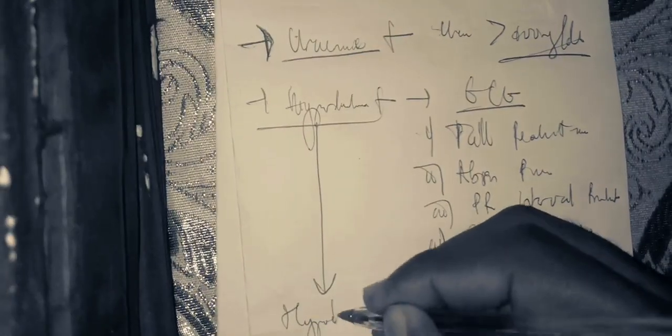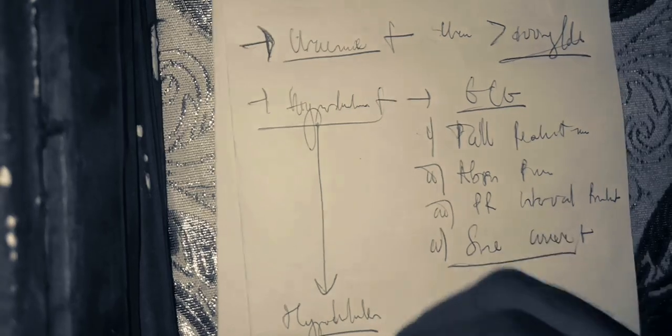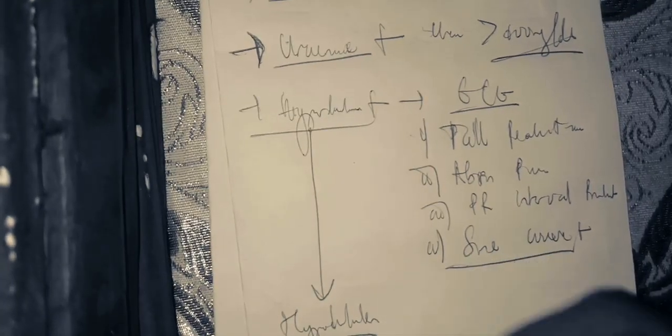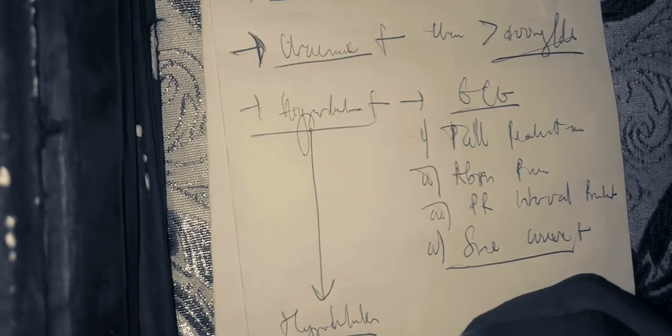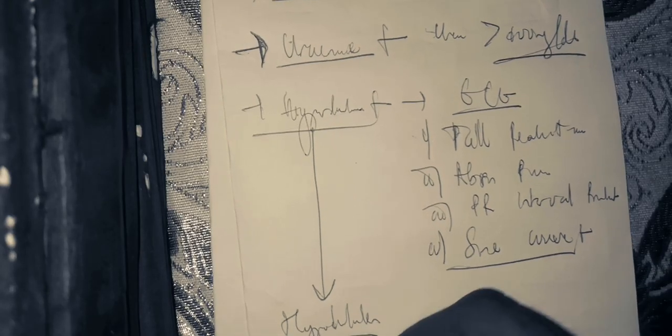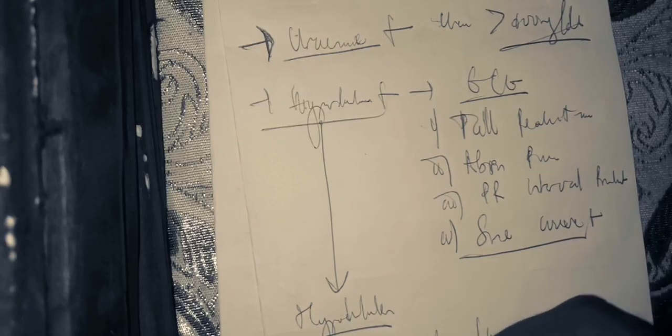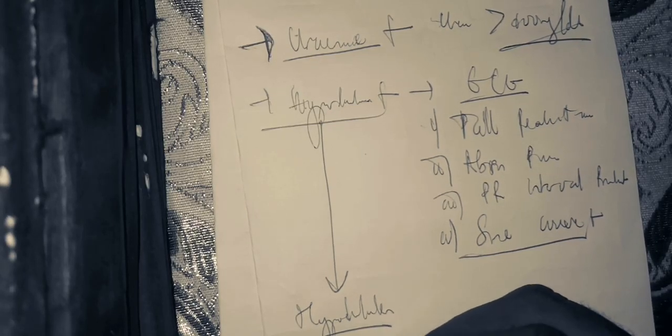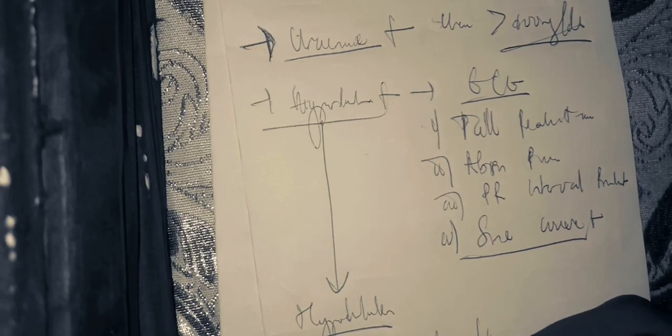The contrary of hyperkalemia is hypokalemia, and the signs of hypokalemia, we have instead the T wave. We have T wave depression and inversion, and we have the QT interval. We have prolonged QT interval. Is it clear? Prolonged QT interval.